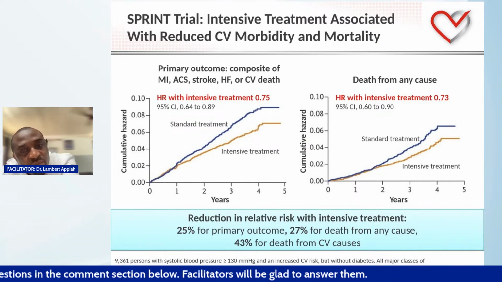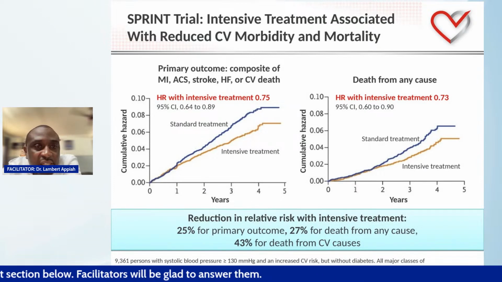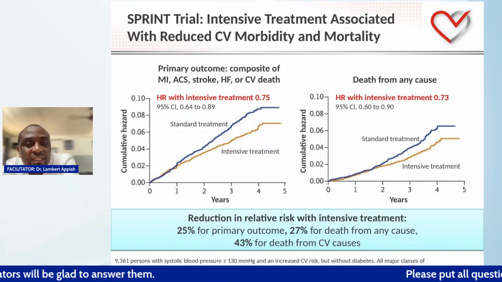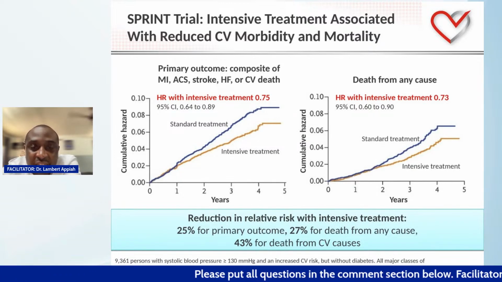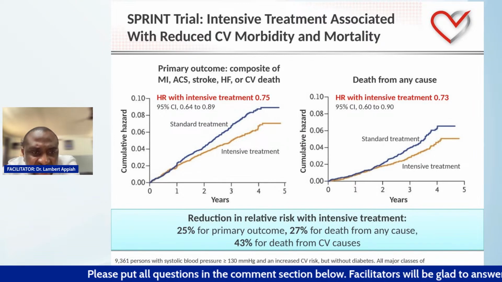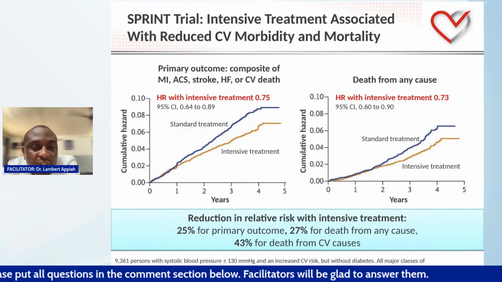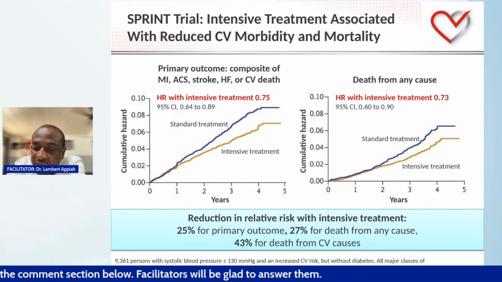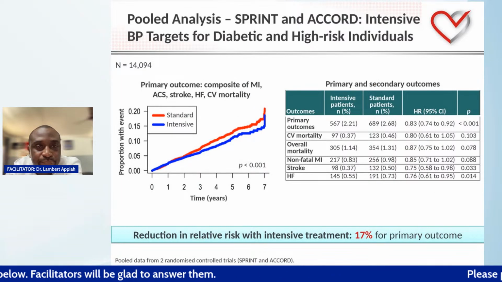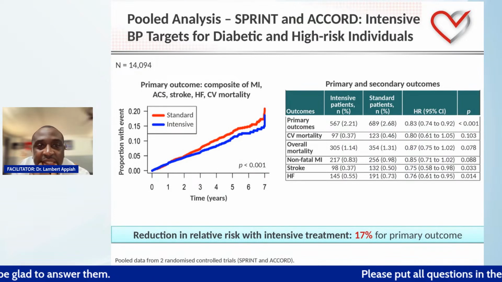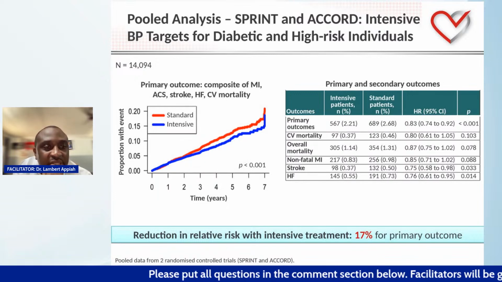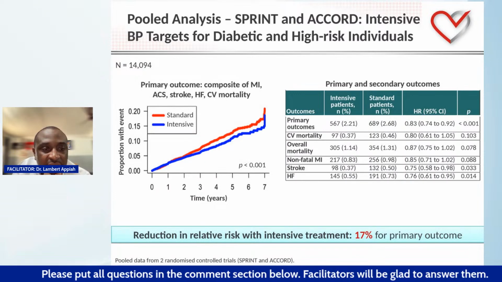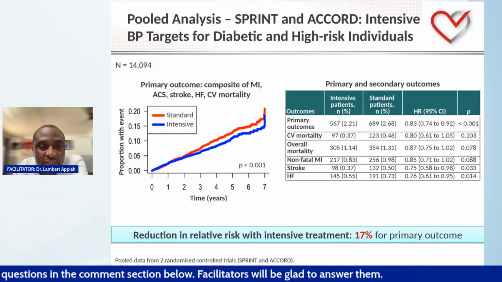So the reduction in relative risk with the intensive arm, as you can see, was 25% relative risk reduction here and 27% relative risk reduction for death from any cause. And indeed, death from cardiovascular causes was reduced by as much as 43%. Again, standard compared to intensive, the primary outcome was in favor of the intensive group, as much as 17% relative risk reduction.